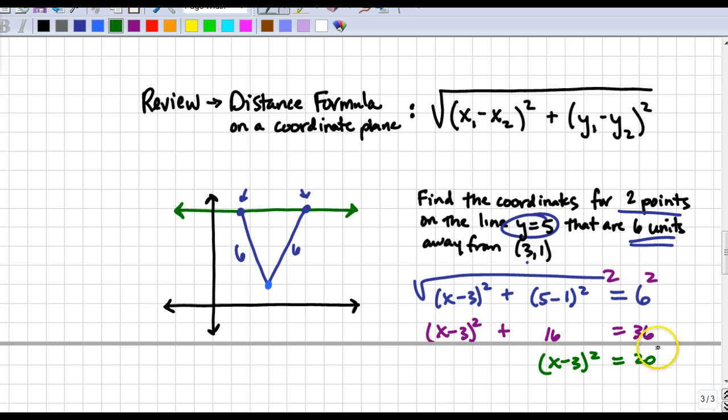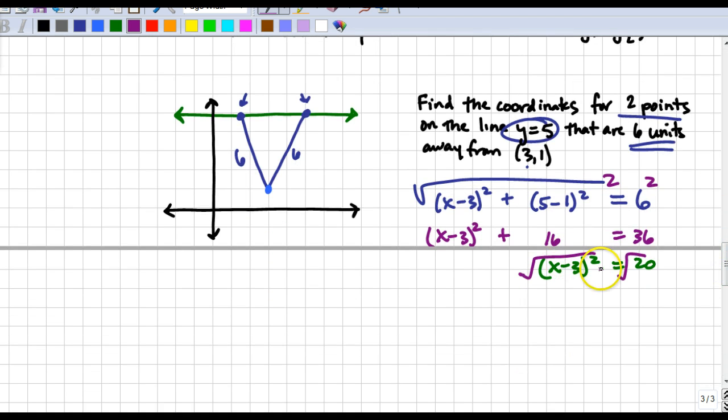Still trying to solve for x. Now resist the urge here to do FOIL. We don't need to do FOIL here. That's going to make our job harder. Remember, we're trying to solve for x. We're trying to isolate the x. So to do that, we want to get rid of the 2, not by distributing it, but by making it go away. So we'd want to square root or raise to the 1/2 power on both sides. So when we do that, now the bar and the 2 are gone, leaving me just x minus 3, which is a good thing. Over here, I'm going to get square root of 20.